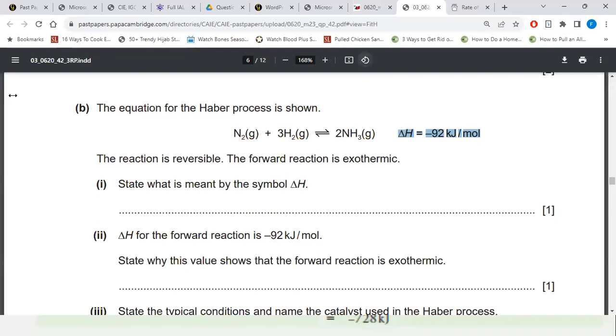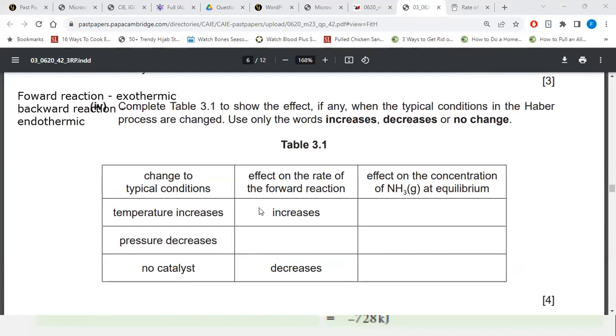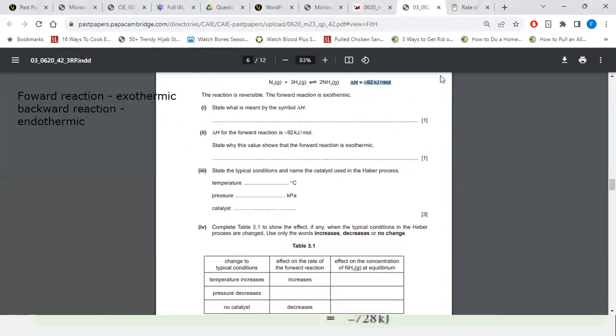So what do we know? We know that our forward reaction is the exothermic one. Remember, the forward reaction and the backward reaction are opposite. So if the forward reaction is exothermic, automatically the backward reaction will become endothermic. Now we have to take a look at it. They're asking us to complete the table, just like we did before. So let's go ahead and complete the table.